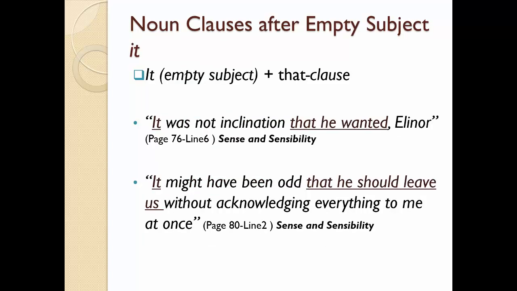Noun clauses after empty subject it. What is empty subject it? We must know that it can come as a subject or an object, but it doesn't refer to anything in particular. That's why it is called empty or dummy subject or object it. For example, if we said it is getting a bit late now, it here doesn't refer to anything.